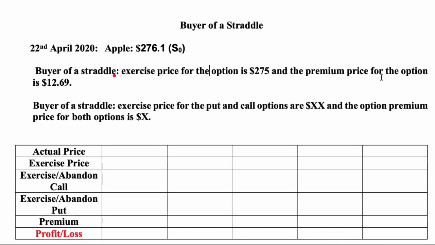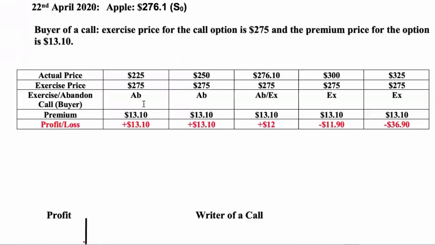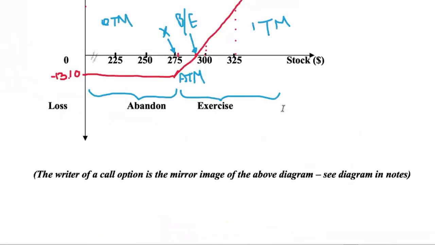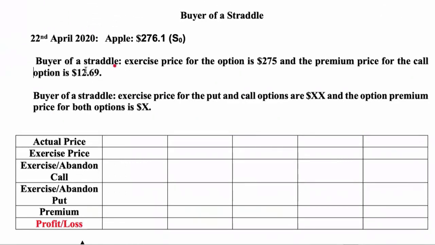Premium price for the call option, I have to go back to my table just to show you where it is. I chose a strike at 275 here in the center. The call is 1310. My put is 1269. So you can see it's almost double what I'm going to be paying for my straddle because of the uncertainty in the marketplace. So the premium for the call is 1310, and the premium for the put is 1269. That's the information I need.